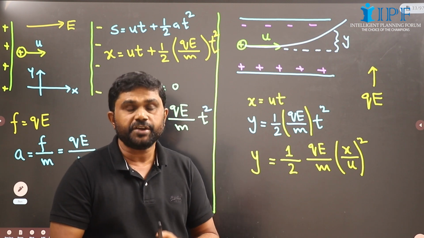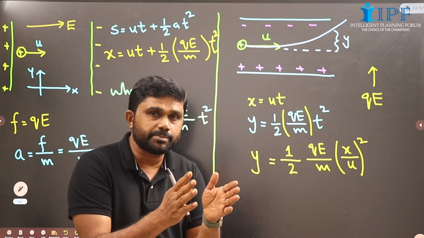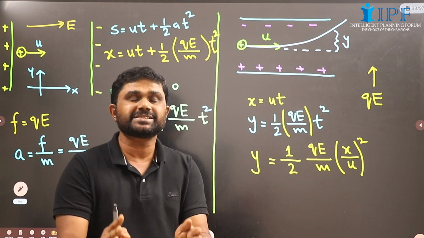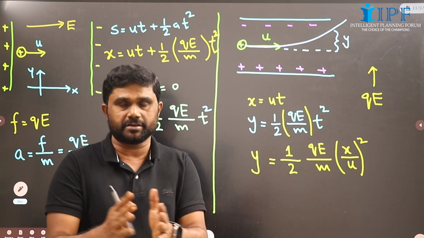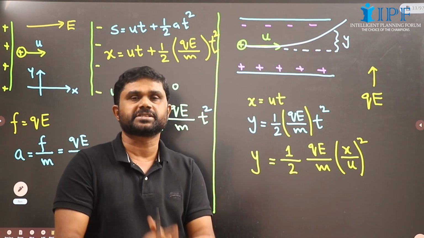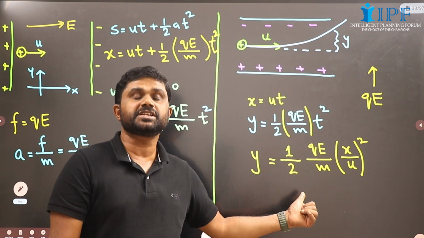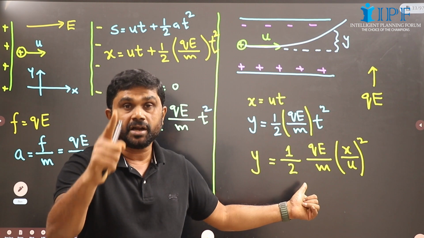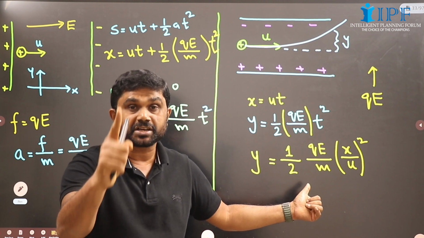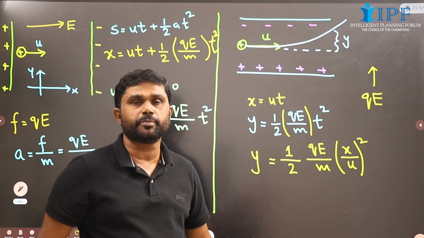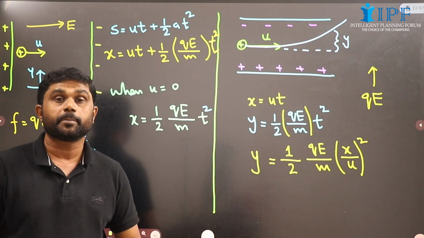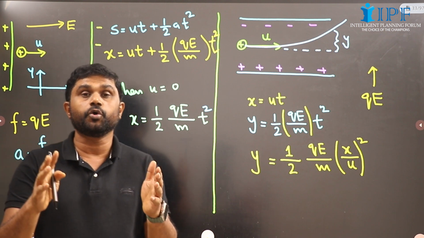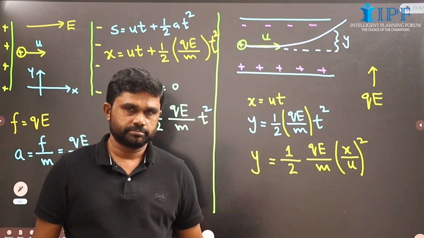Let me repeat. If you have either the maximum power of x or the maximum power of y as 2 and the maximum power of the other variable as 1, definitely it will represent a parabola. So this is the equation of a parabola, when a particle is projected into a transverse electric field. What do you mean by transverse electric field? Perpendicular electric field. Then that particle will follow a parabolic path.